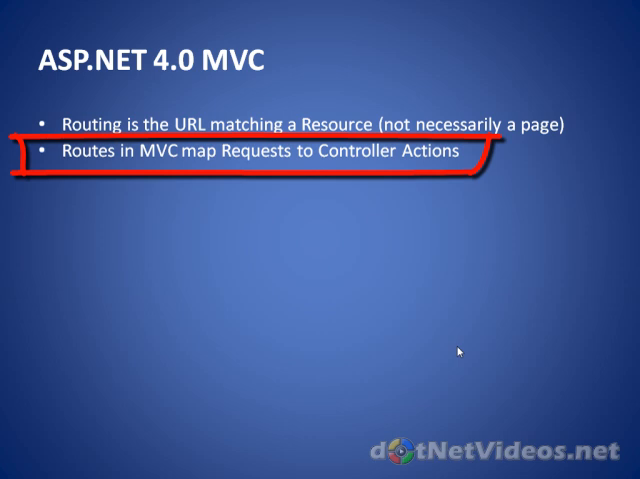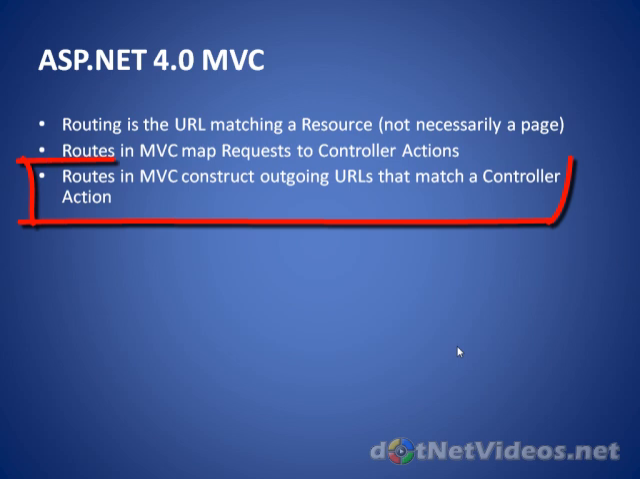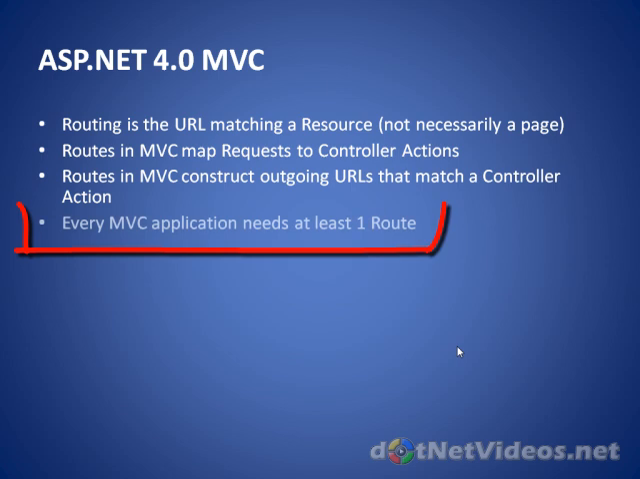Now, routes in MVC map requests to controller actions. So as we'll see, the actual routes themselves map the requests to the actual controller actions. And they also construct the outgoing URLs that match a controller action. So it's a bidirectional thing. It maps the request as well as constructs outgoing URLs that you're sending to match a controller action.